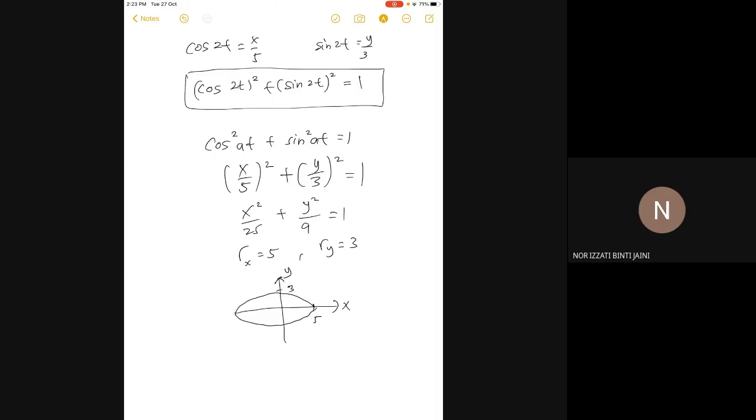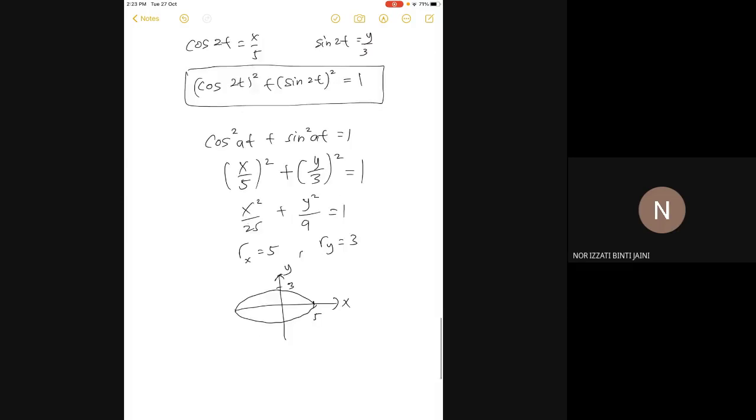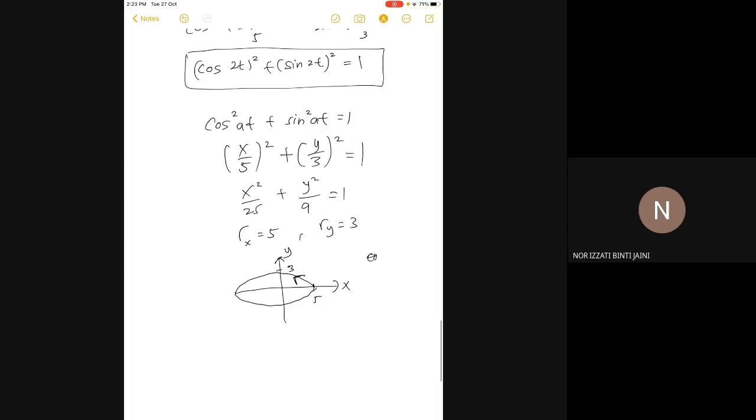Okay. And then tinggal lagi awak nak cari orientation. X, cos tu kat mana? Cos tu pada x kan. So dia akan jadi counterclockwise. Tapi you show lah sikit cos, t equals to 0 dapat apa, t equals to pi over 2 dapat apa, and then enough.